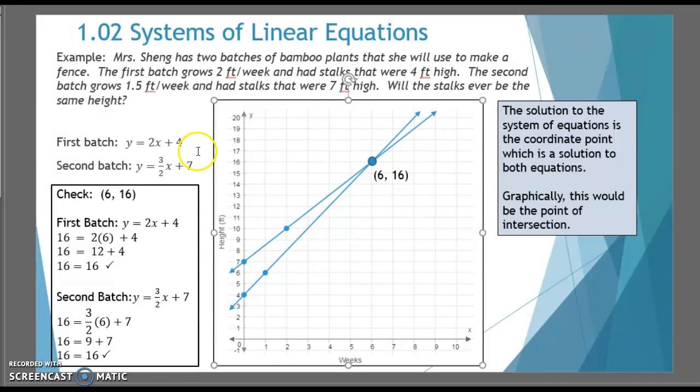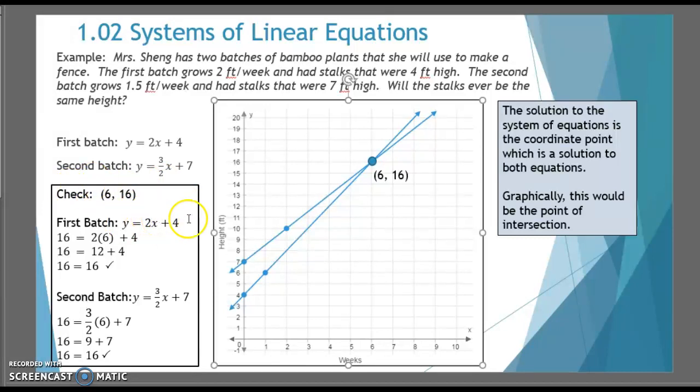Now what you need to do is check, because sometimes our graphs can be imperfect and we can get a weird answer. To make sure our answer is actually correct, we plug it in to both equations to see if we get the same thing. We're going to plug in 6 for x and 16 for y.